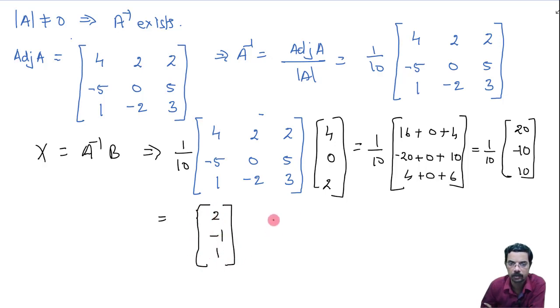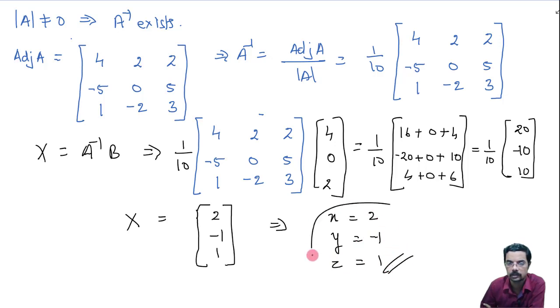So this is your x. Therefore x will be equal to 2, y will be equal to minus 1, and z will be equal to 1. So that's your answer. Hope you are clear with this topic. So this is how we need to solve.